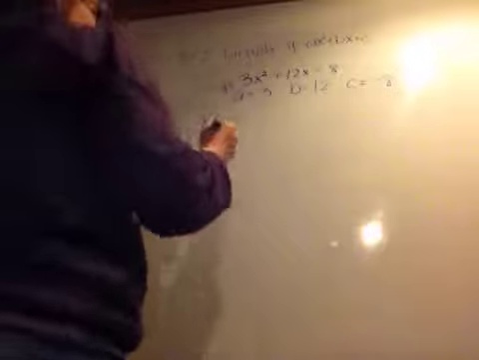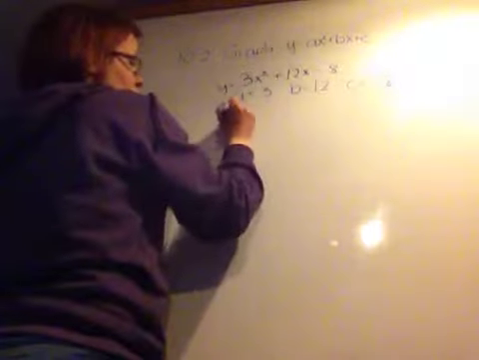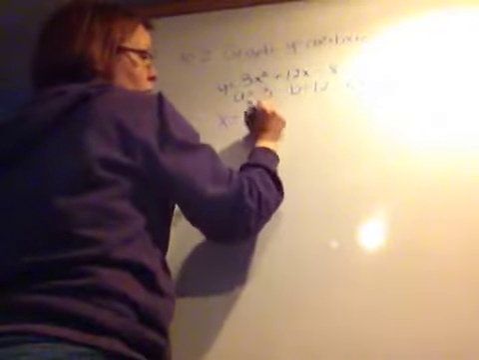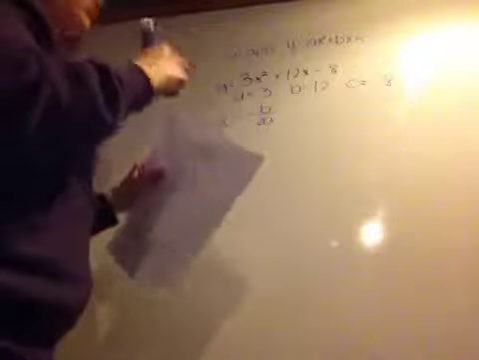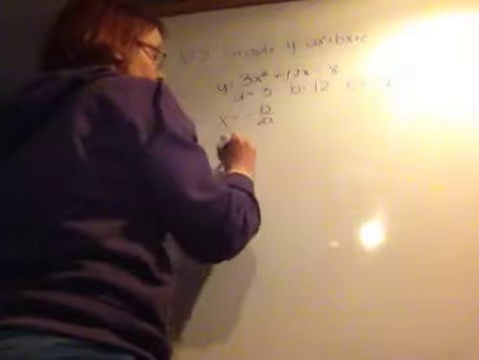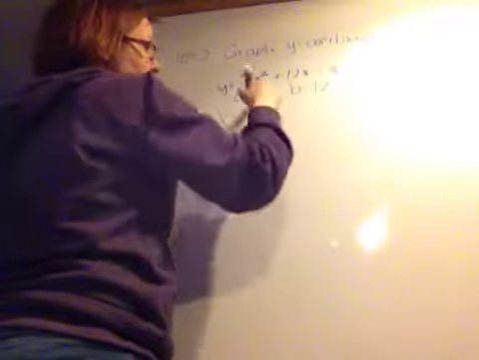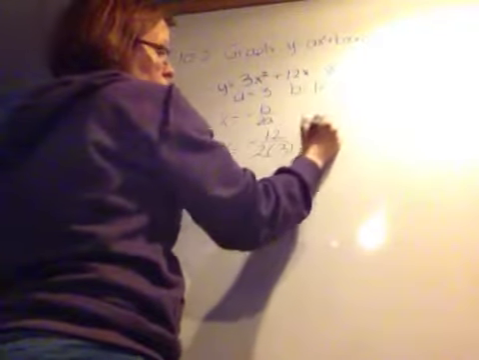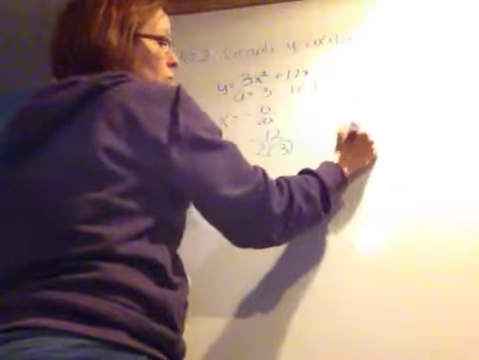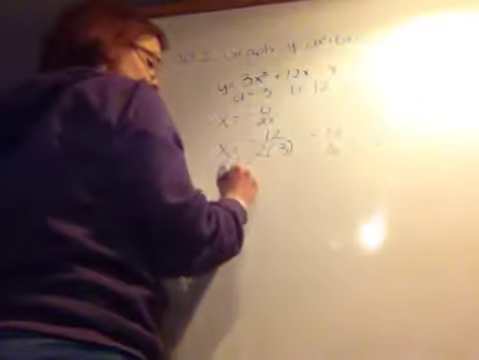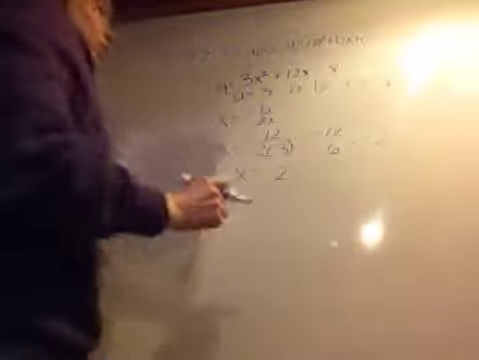So we're going to find the axis of symmetry. Our axis of symmetry is x equals negative b over 2a. So now we're going to go ahead and substitute in. So x equals negative, b is 12, 2 times a is 3. Negative 12 over 6, which is negative 2. So our axis of symmetry is x equals negative 2.